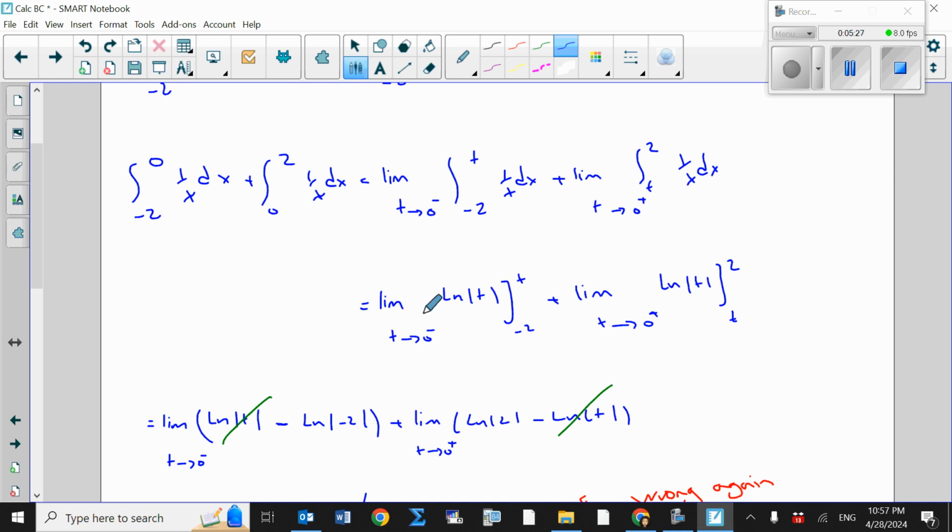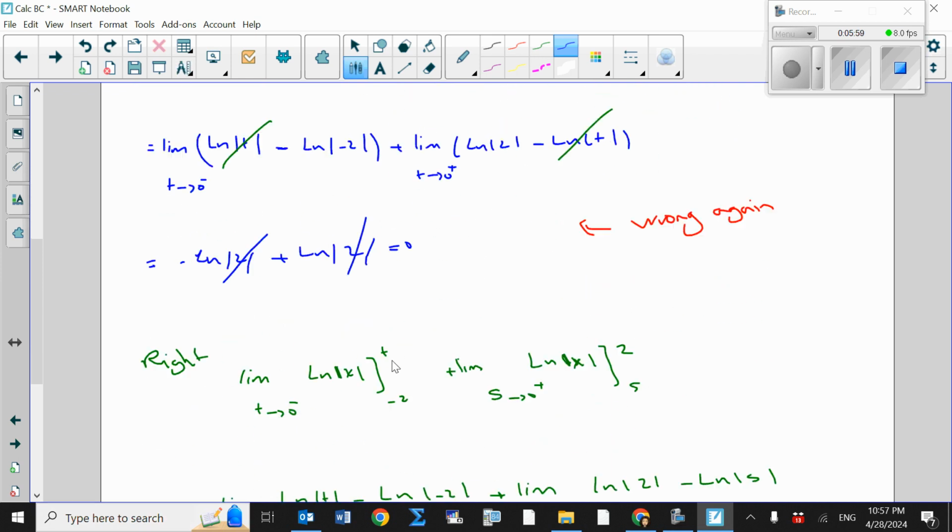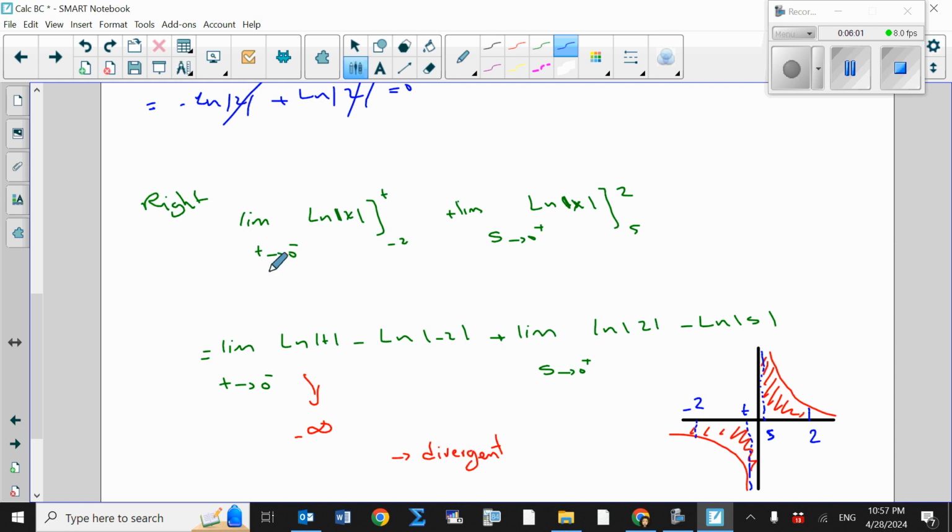Here that's equal to the limit of ln of the absolute value of t from negative 2 to t when t goes to 0 from the left side, and the other one the same when t goes to 0 from the positive side. Again, we forget to use different parameters, so they end up canceling ln of t on these two sides, and then they have negative ln of the absolute value of 2 and positive ln of the absolute value of 2. They also cancel and they end up with 0. That's again wrong. So they need to use two different parameters like t and s.